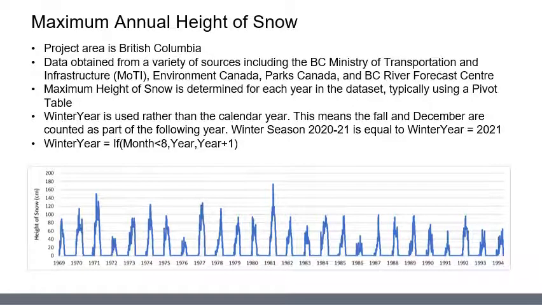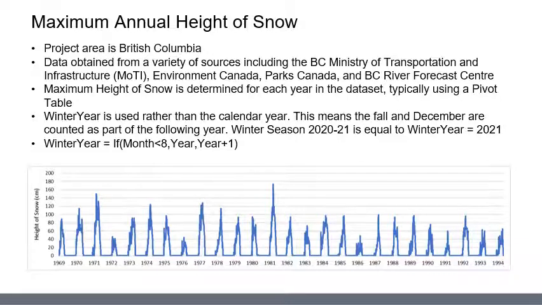This project uses maximum annual height of snow data, and the project area is limited to British Columbia. The data is obtained from a variety of sources which are explained in subsequent slides. The chart at the bottom shows a typical time series with each spike in the data representing 1 year.